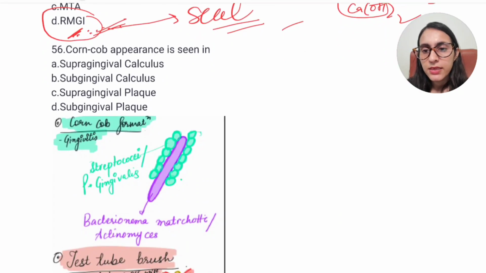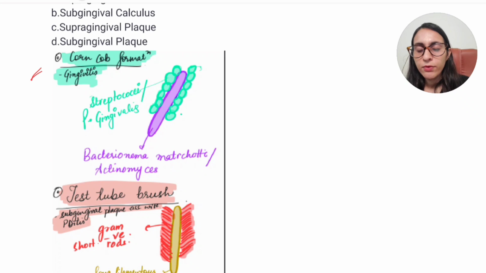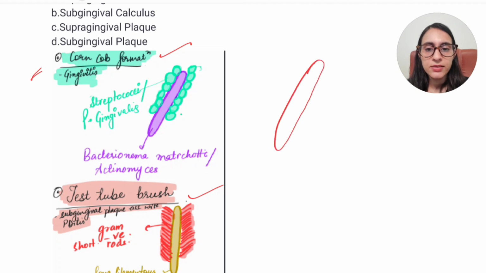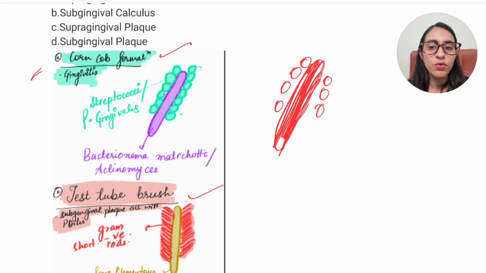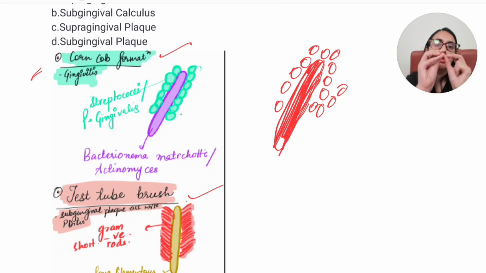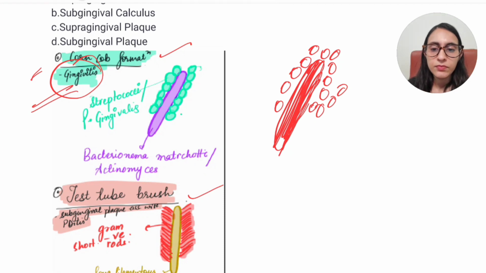Corn-cob appearance is seen in... now this appearance, this is again a slide from our crash course. We have studied two kinds of appearances. One is the test tube brush appearance, another one is the corn-cob appearance. In corn-cob appearance, there is Actinomyces or Bacterionema matruchotii. These bacteria are present in a long rod form, and along with this rod there are certain cocci, such as cocci of streptococci or P. gingivalis, and they form a structure that appears like a corn. If you have seen a corn, there is a stick, and on that stick there are small corns. So this is an appearance that is seen in gingivitis.